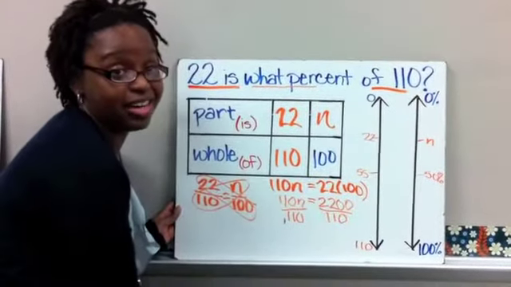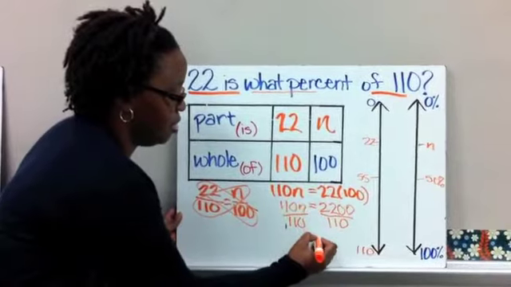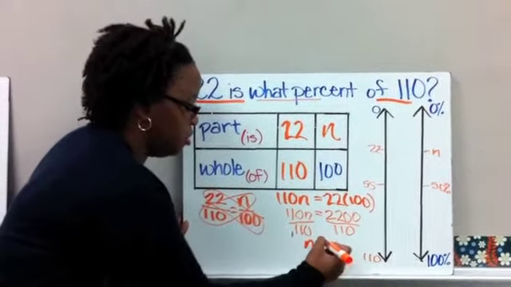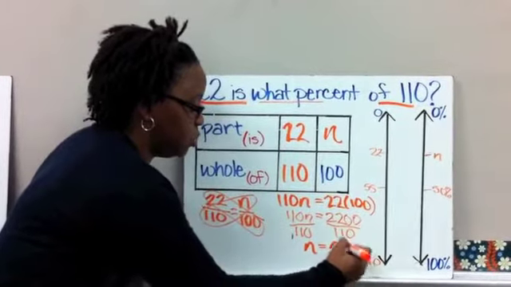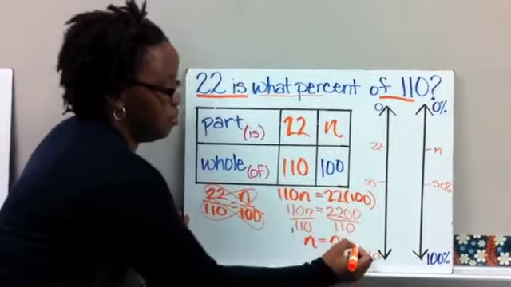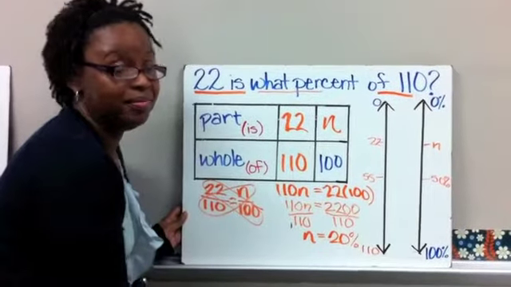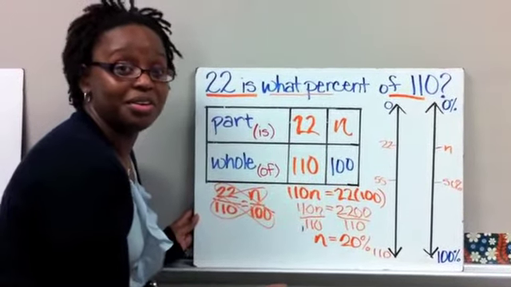Feel free to pause here, guys, and work it out on your own. But I've already done the work. And n is equal to 20. And I'm actually looking for percent, so I'm going to put 20%. Go ahead and work example 2 on your own. Pause the video here.